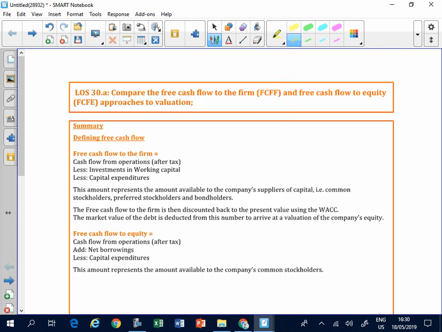Then you deduct from that the increase in working capital, and you also deduct the capital expenditure. And that's basically what's going to represent the money that you can pay the funders of the company. So that's going to be your debt guys, and that's going to be your preference shareholders and your equity guys. Okay, so you discount the free cash for the firm back by weighted average cost of capital. Okay, weighted average cost of capital, we've gone through that. If you're doing free cash to equity, you're going to discount it back by cost of equity.